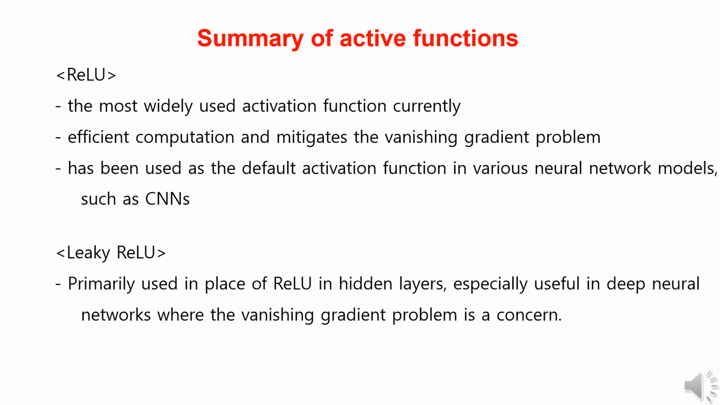The ReLU activation function is computationally efficient and alleviates the gradient vanishing problem, making it the most widely used activation function today. It serves as the default activation function in various neural network models, including CNN. Leaky ReLU is a variation of ReLU, primarily used in hidden layers, and is especially useful in deep neural networks where there's a potential for gradient vanishing.